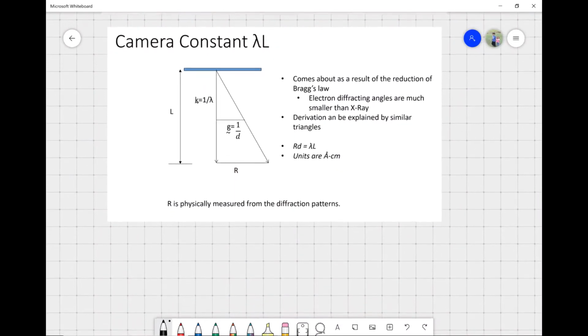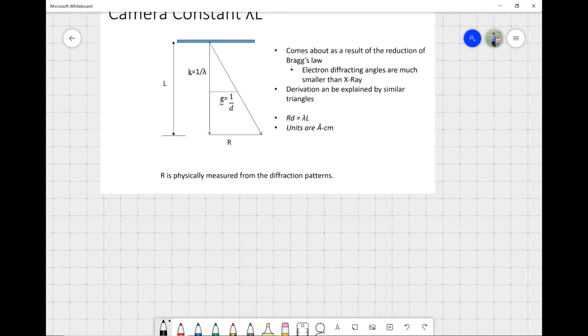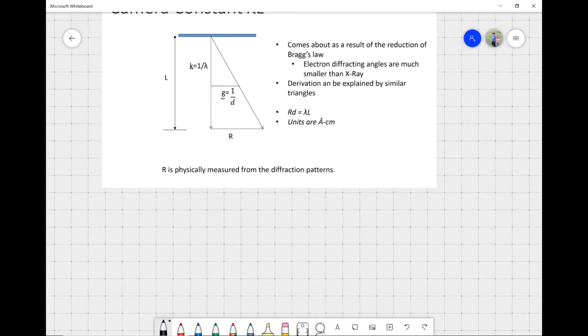Alrighty, so we have camera constant, and it's just a matter of similar triangles. And so we can write it out like this. So similar triangles, L over R, which is this first triangle we have. And so I can redraw it over here.